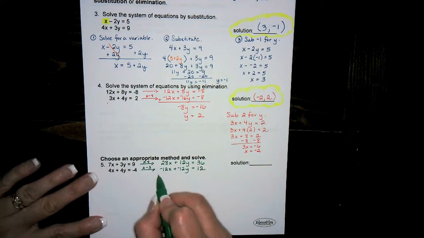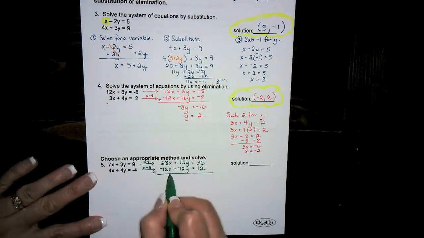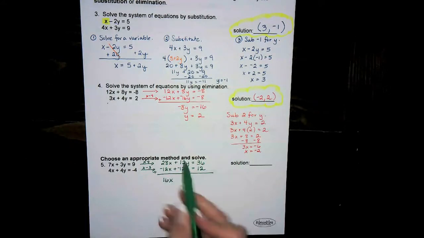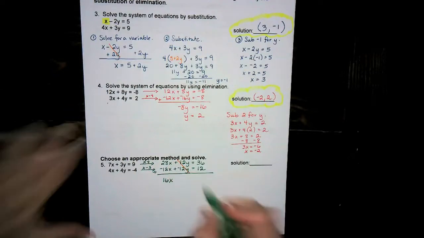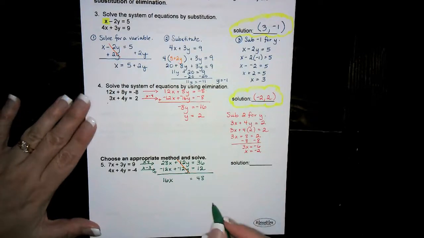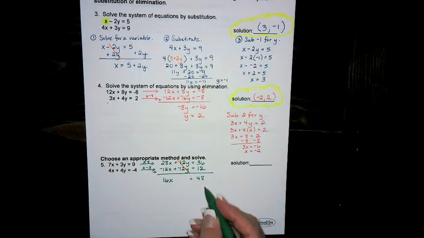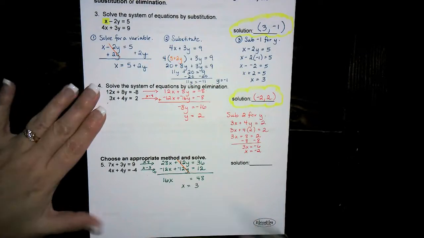So we'll add those together. So 28x plus negative 12x, that'll give me 16x. Notice my 12y and the negative 12y cancel each other out very nicely for us. And then over here, I get 36 plus 12 is 48. If we'll divide both sides by 16, we'll get that x equals 3.